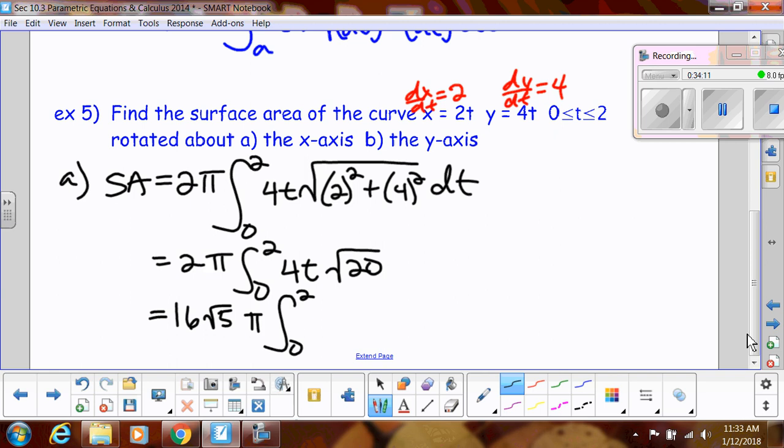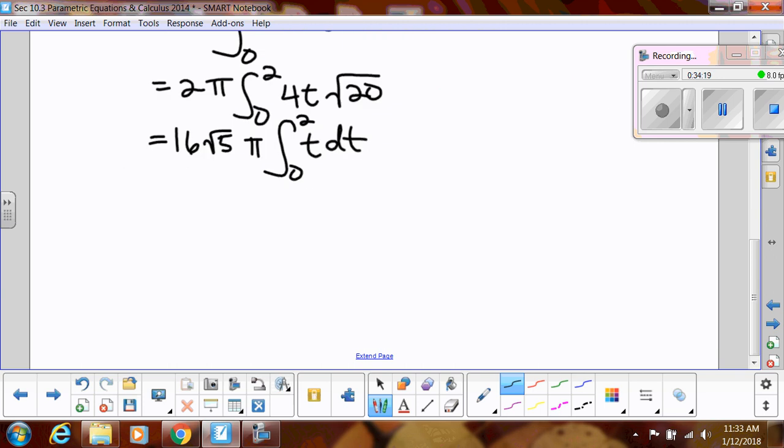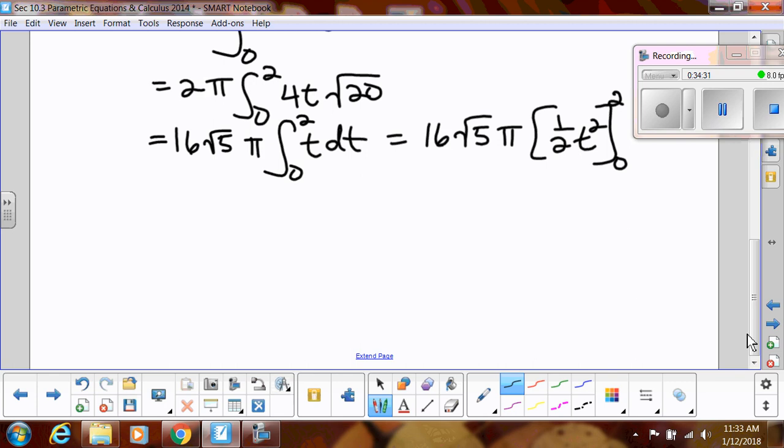Pulled all of that stuff out of the integral. And then now I'm just taking the antiderivative of t. So that's 16 root 5 pi times 1/2 t squared, evaluated from 0 to 2. So when I plug in 0, I'll get 0. So I just have to worry about the 2. So that's going to be 32 square root of 5 pi.